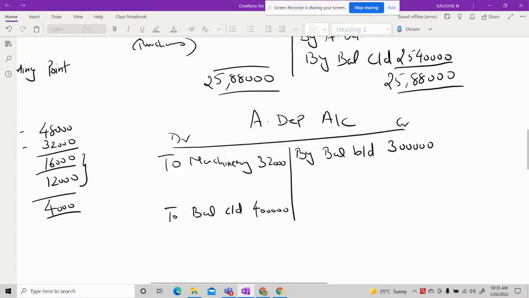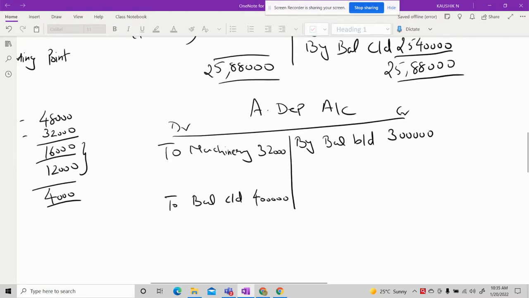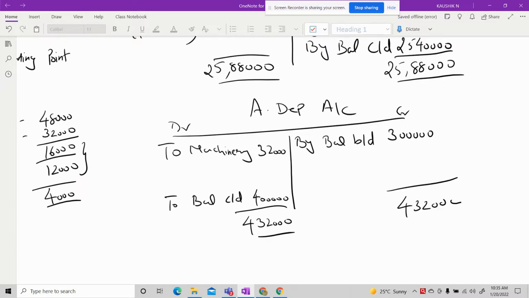Now, I have done with everything. I have to close the account. So what I should do? I should total it. This side comes to 4 lakh 32,000, whereas this side also it should be 4 lakh 32,000.